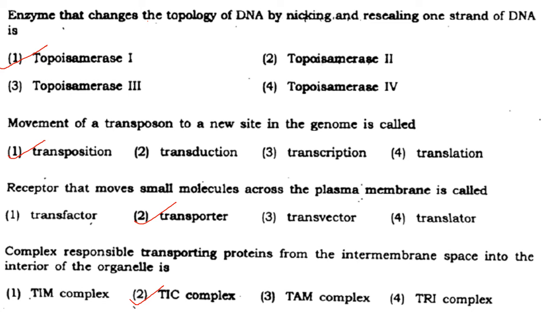Movement of a transposon to a new site in the genome is called option 1, transposition, 2, transduction, 3, transcription, 4, translation. Answer is option 1, transposition. Next one. Receptor that moves small molecules across the plasma membrane is called option 1, transfactor, 2, transporter, 3, transvector, 4, translator. Answer is option 2, transporter.